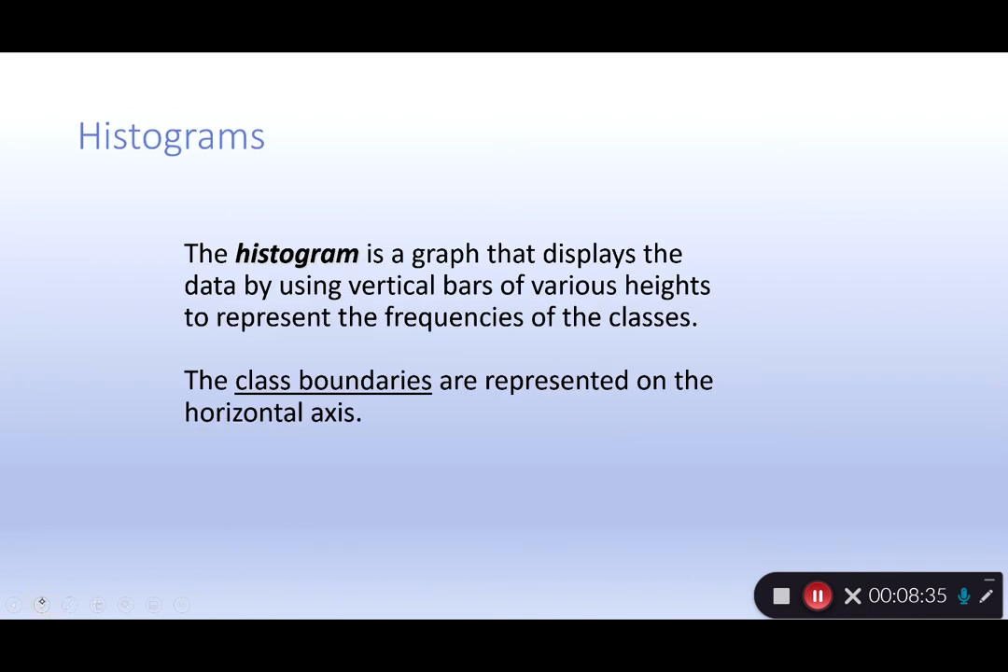So histograms. Let's talk about what a histogram is, how to do it, and how to make it. A histogram is a graph that displays data with vertical bars to represent frequencies. The key with a histogram is there's no space in between the bars. So we use our class boundaries on the horizontal axis versus the class limits.